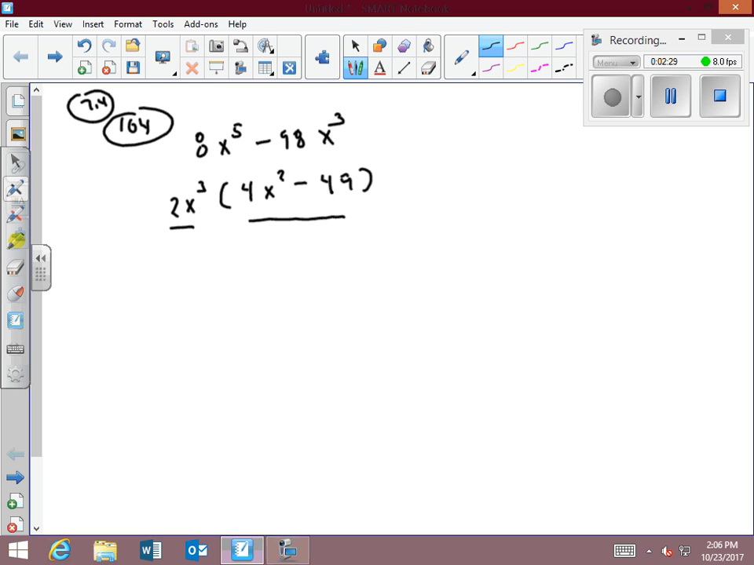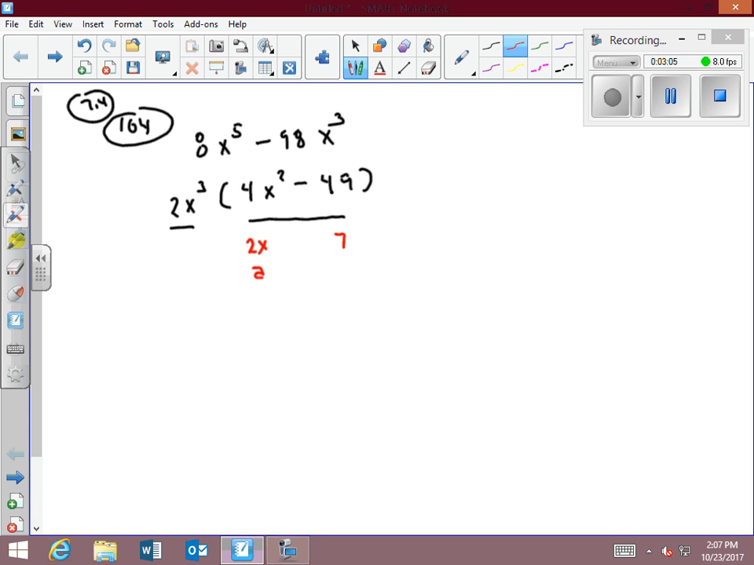So the question is, is the first term a squared term or is it a cubed term? Is it a cube? 4 is a squared term, isn't it? It's a 2. And x squared is a squared term. So that first term is a 2x squared, isn't it? It's a squared term. Now is 49 a squared term? Yeah, it's a 7.